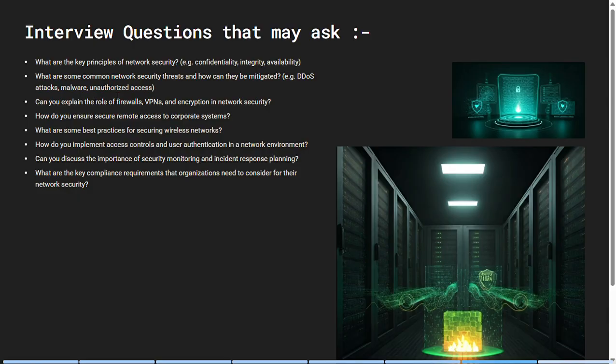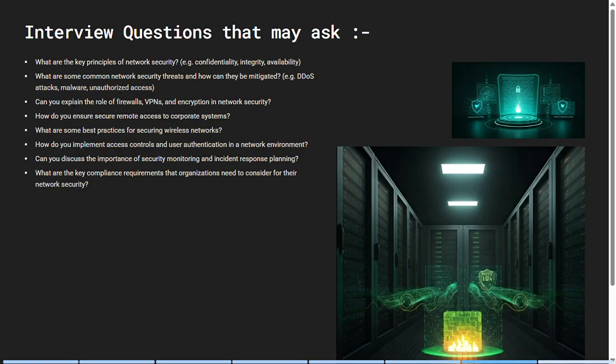Unauthorized access, hackers gain entry into systems. Mitigation, firewalls, strong passwords, 2FA. Another common threat can be phishing attack. Tricks users into revealing sensitive data. Mitigation, user training, email filters, domain monitoring, etc.